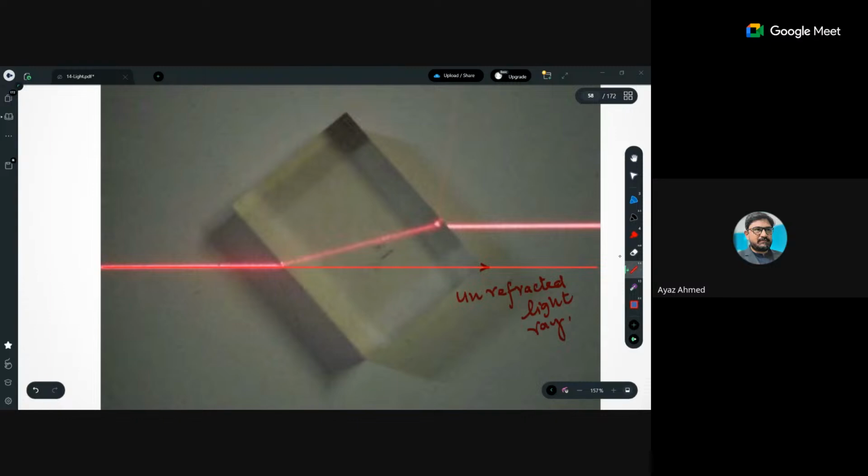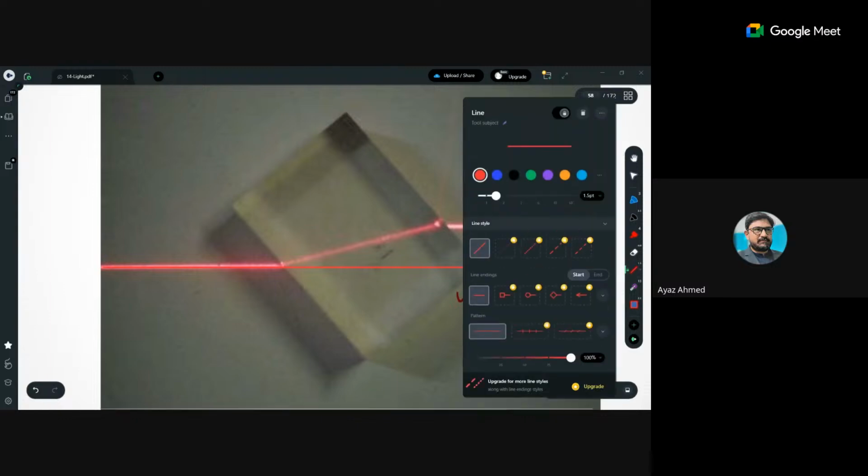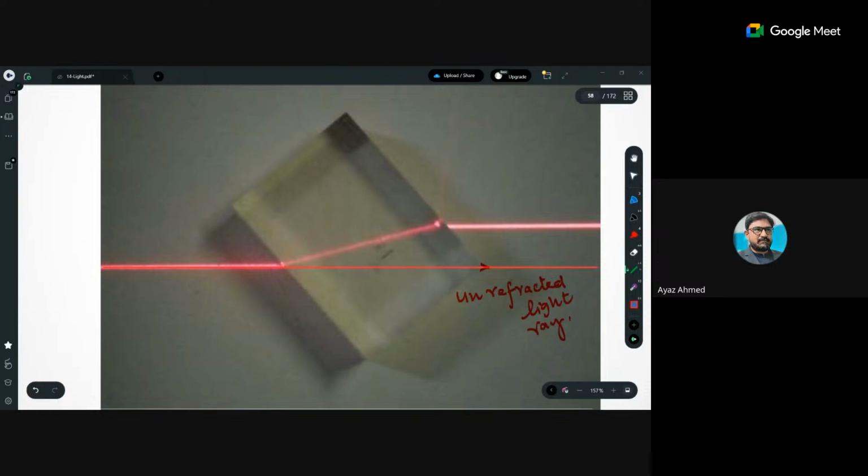Now tell me one more thing. If I draw a normal on this glass slab here, can I say this is the normal? Yes, this is the normal because this is 3D. So you have to just see this edge. If this is the edge, is this green line a normal here?